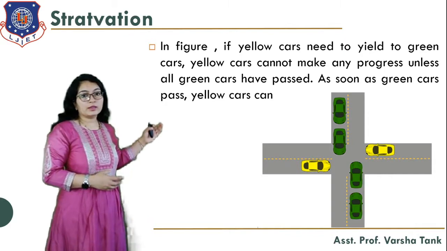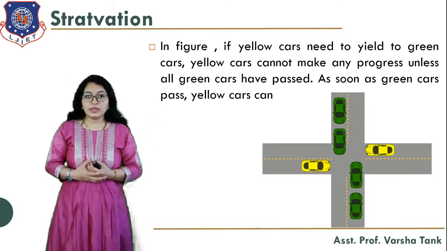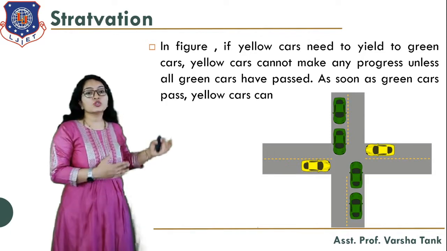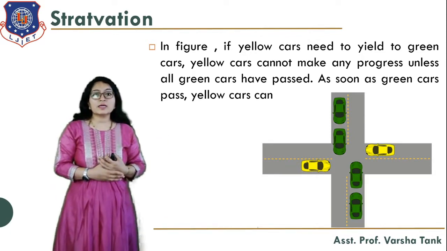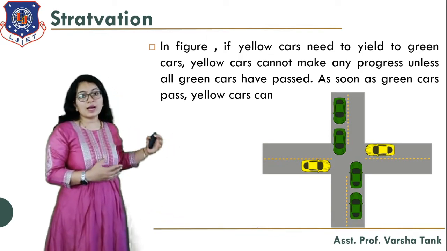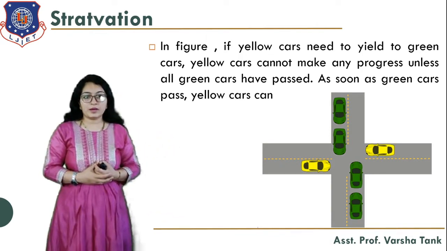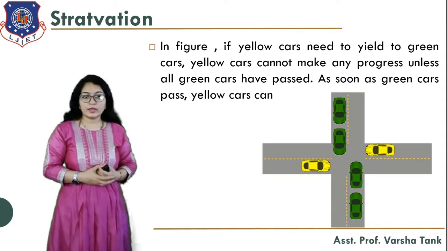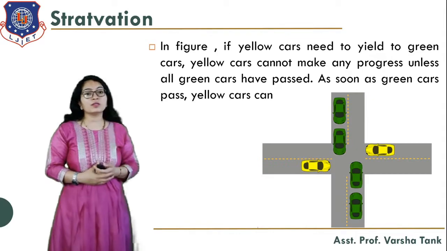So in this figure, the yellow cars need to yield to the green cars, so yellow cars cannot make any progress unless all the green cars pass. As soon as the green cars pass, yellow cars can pass. So here the yellow cars have to wait. That will be the starvation for the yellow cars.